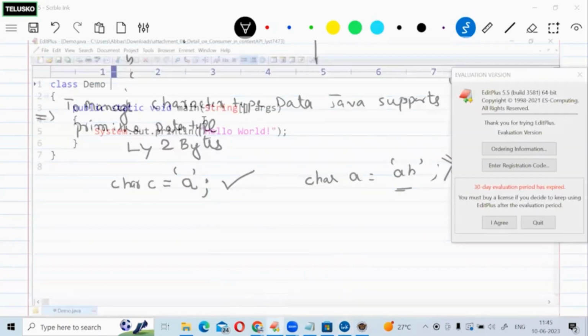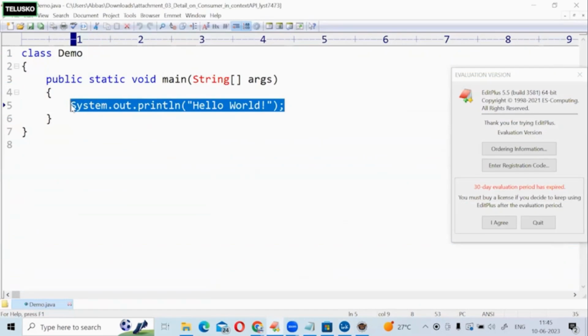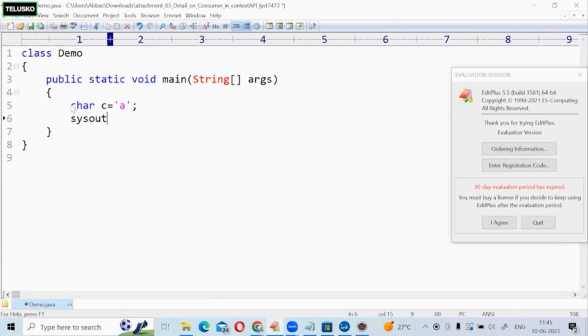For an instance, I will write here char type C equals, within single quotes, A. If I print with System.out.println, I'm using a basic IDE here; Eclipse we will use later. I will speak about the Eclipse shortcuts also. And I will say here, print what is there inside C.